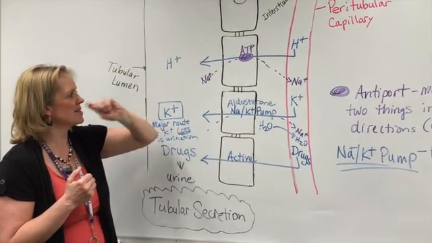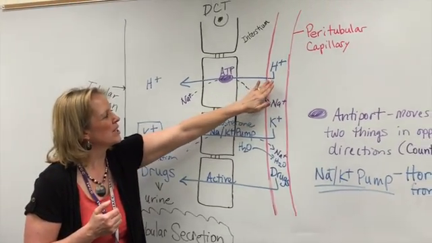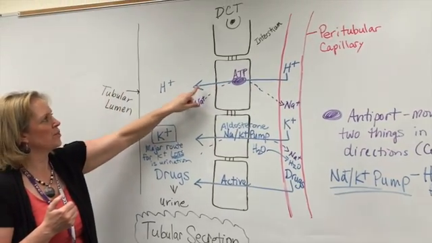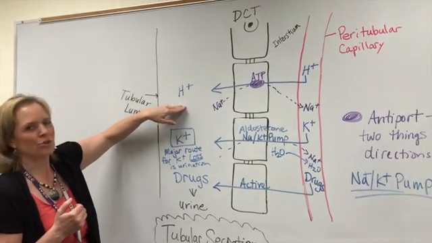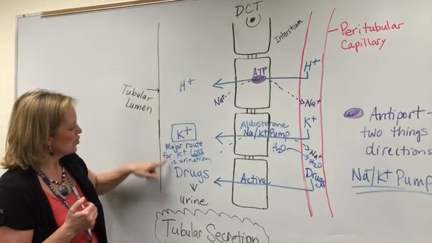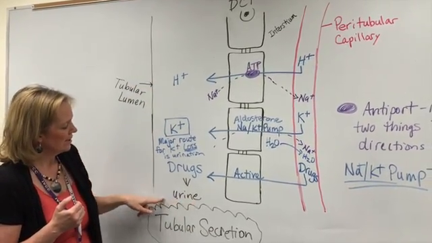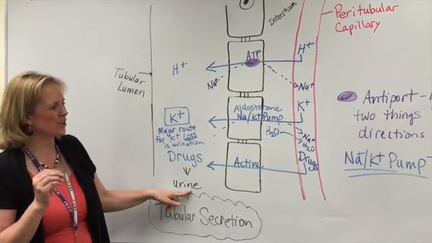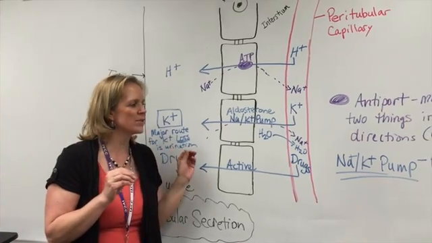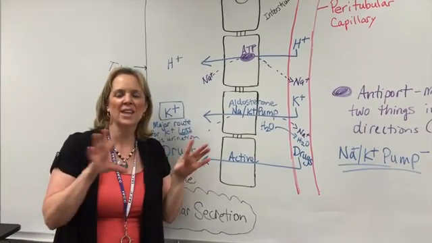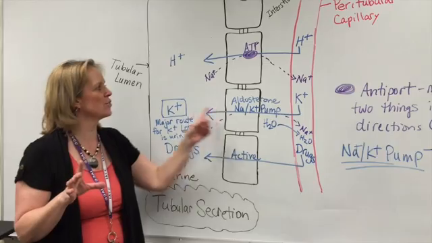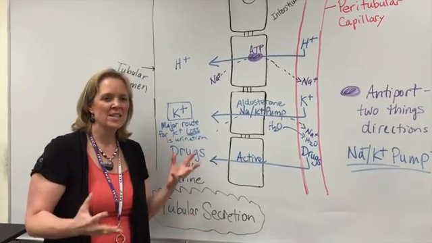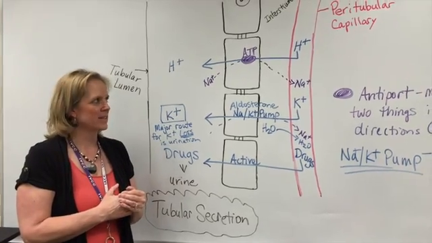Now we're going to focus on three things that we're going to move from the blood across the renal tubule and into the tubular lumen. Anything that's in the tubular lumen will be lost in the urine. The thing about the process of secretion is almost invariably anything that is secreted into the renal tubule requires ATP. So all of these processes involve active transport.